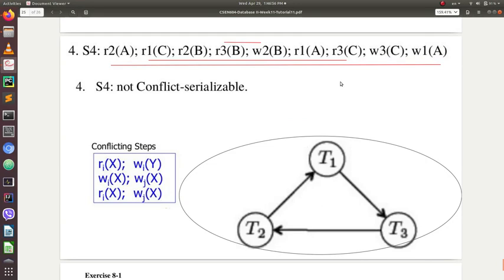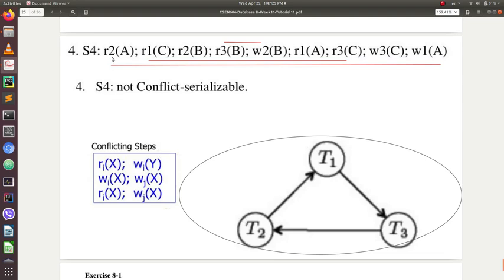Okay, problem number 4. Don't forget, again and again, to write the 3 types of conflicting steps aside before starting to solve the problem, given the following sequence of steps for transactions 1, 2, and 3. We will scan these steps to find the conflicting steps.